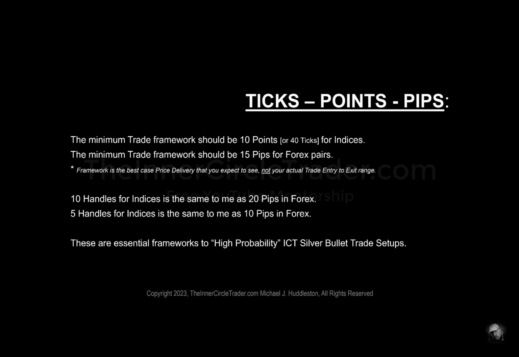The same would be said for forex. The framework should be a minimum of 15 pips for the pair you're trying to trade. So if you can't work out a range move of at least 15 pips, the trade is probably not high probability. It would be better suited to be left alone and let it pass, or look elsewhere. 10 handles for indices is the same to me as 20 pips in forex. 5 handles for indices is the same to me as 10 pips in forex.